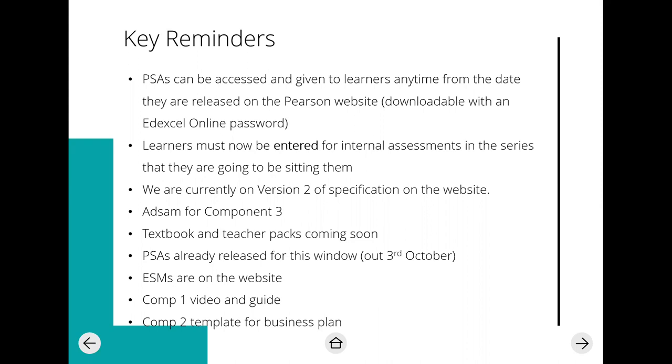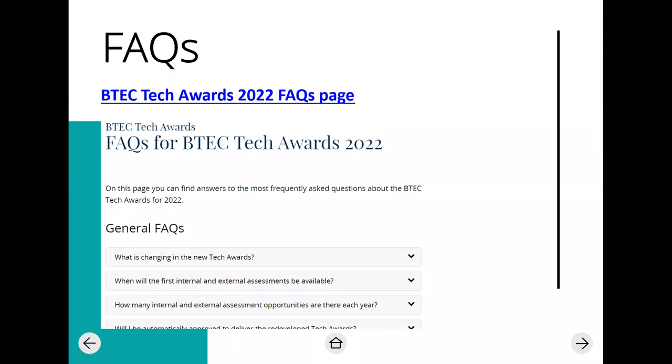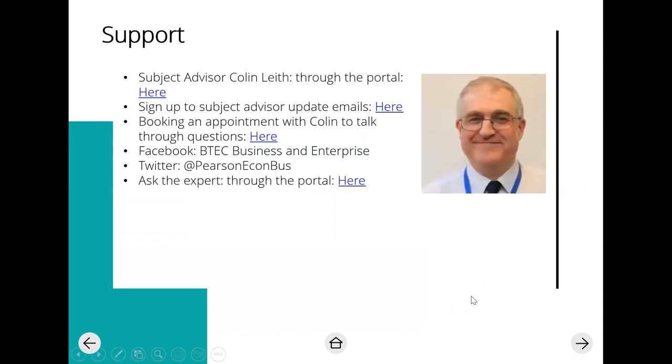And like I said, there's that template for the business plan. And then there is an FAQs section, okay? Which is again on the website. Really good, actually, loads of information on this. And I'll make sure again that link is sent to you, just in case you haven't seen it.